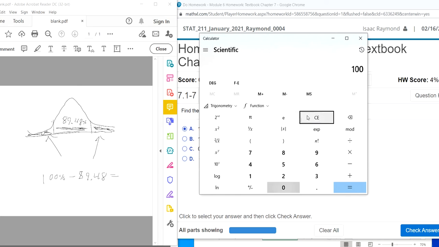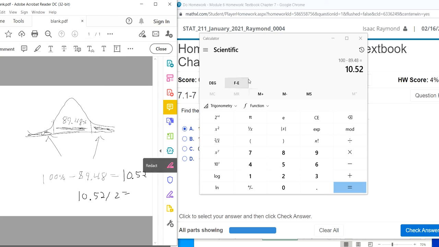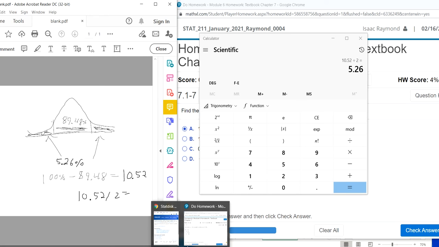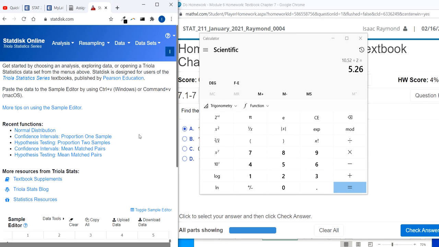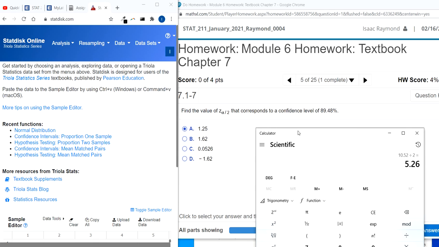So we got 100% area. Take out the 89.48. That means there's 10.52% that needs to be in the tails. But we got to split that evenly because this tail needs to equal this tail. So if we divide that by 2, that's 5.26 for each tail. So that's the real key number, 5.26%, or in other words, 0.0526. We'll go to StatDisk with that number, and that'll help us get the z value that we need.